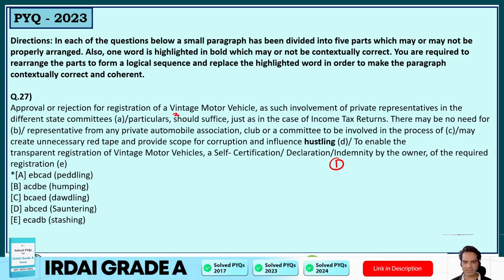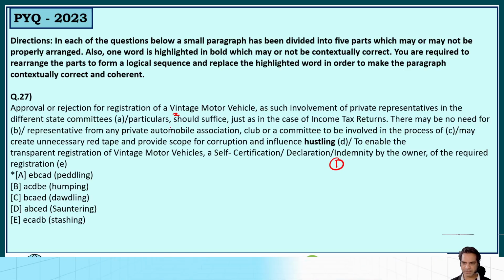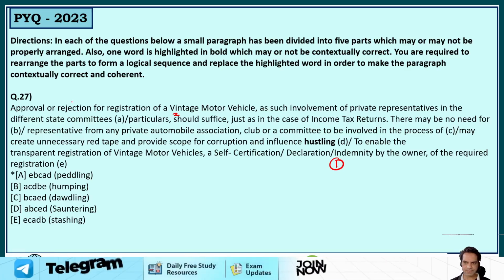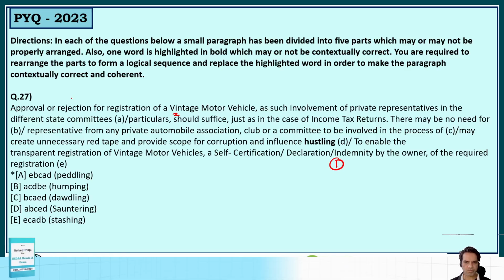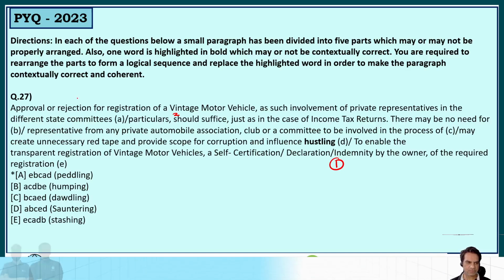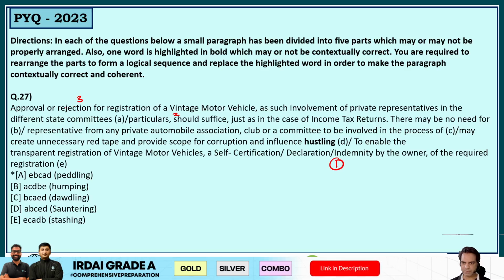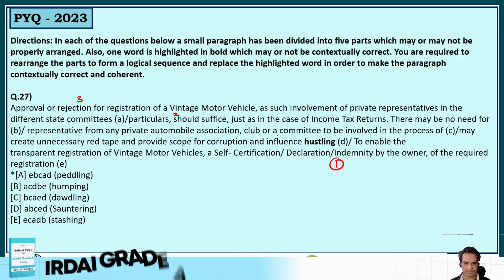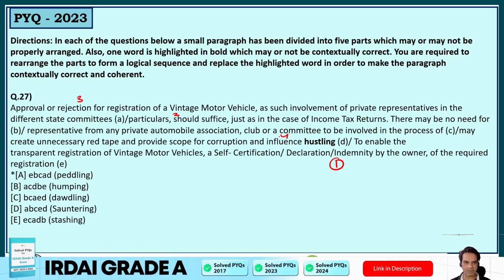Should suffice just in case of income tax returns. There may be no need for approval or rejection. Then it should be, I think yes, A, and then it should be process of approval or rejection of registration of what such as involvement of private representatives in the different state committees may create. So then it should be D, and then it should be B. So E, C.